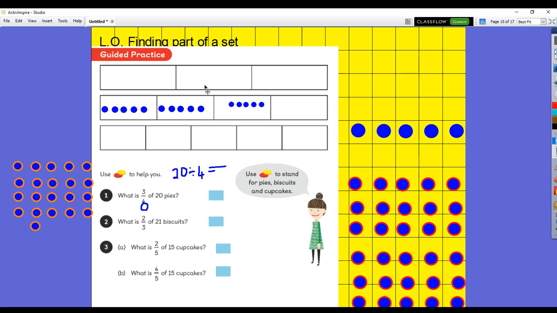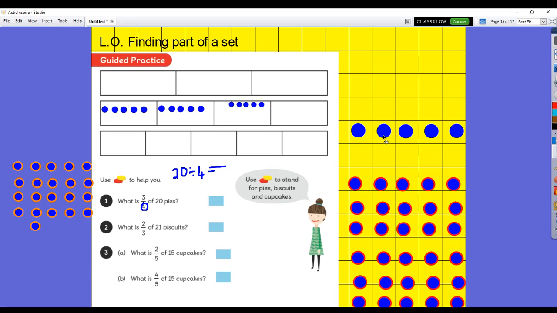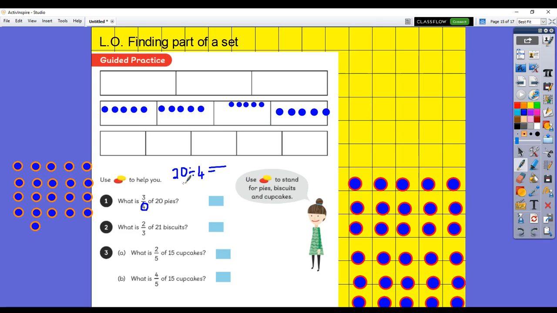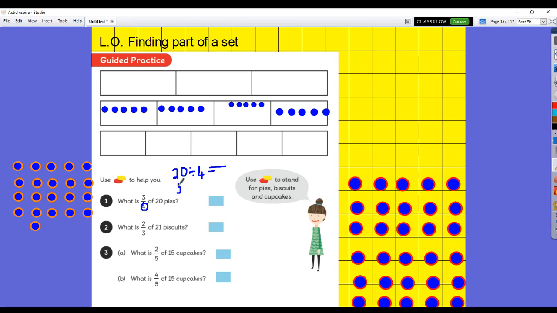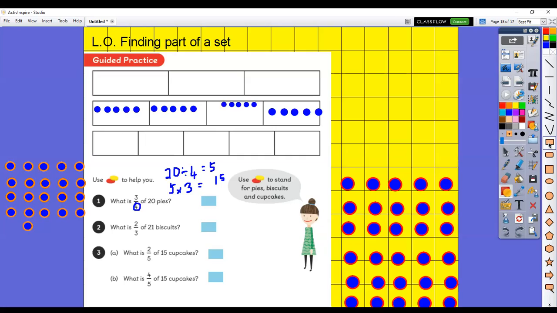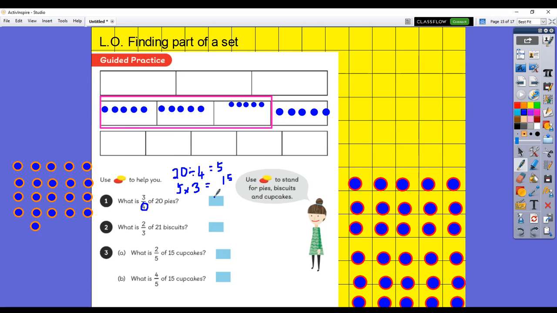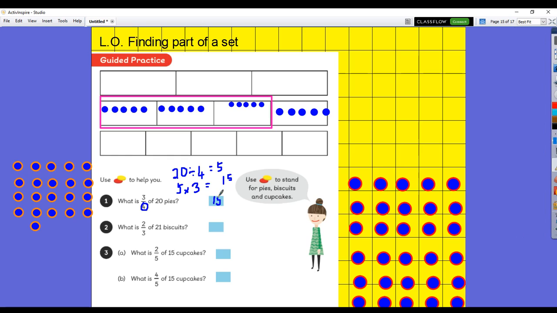Let's just put them in here. Oh, and then we need to multiply 5 by 3, which is going to equal 15. Okay, so what is 3/4 of 20? It's going to equal 15. And we can prove we are correct because we can highlight 5, 10, 15. 5 lots of 3 is 15. So 3/4 of 20 pies is going to be 15 pies.